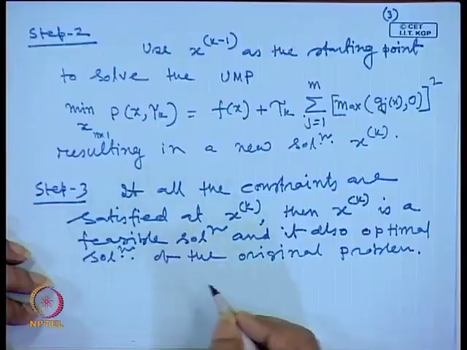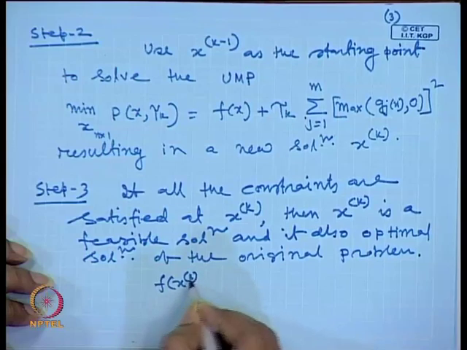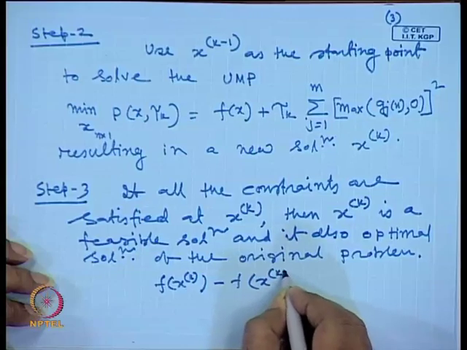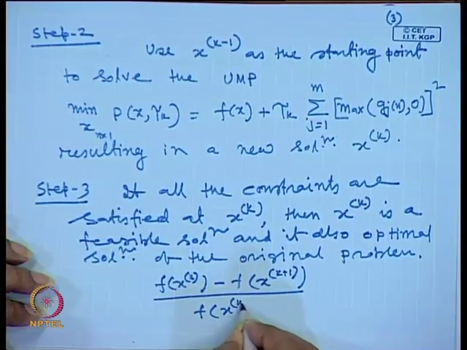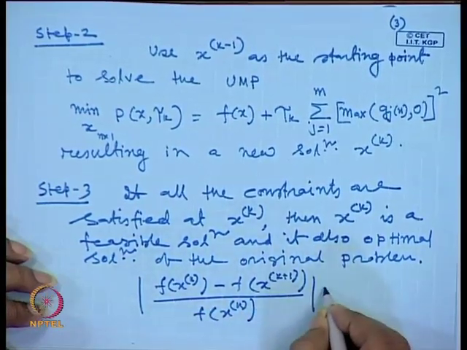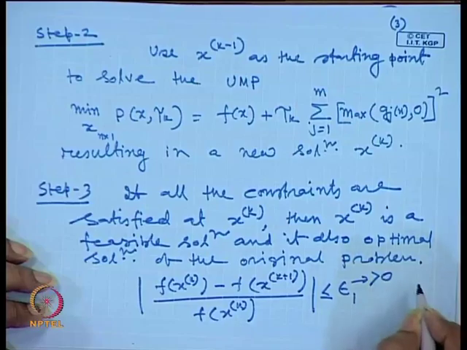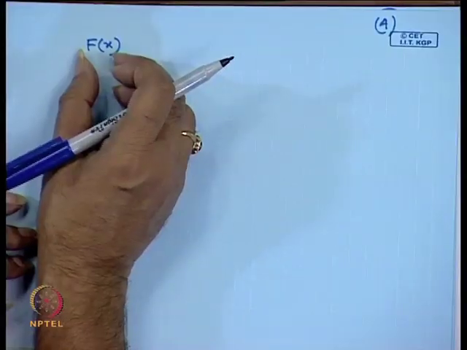Whether we have reached it or not, one can check by the function value f of x k. That is the stopping criterion: the modulus of the difference in f of x k should be less than or equal to epsilon, where epsilon is a very small positive quantity. Another stopping criterion: you find the penalty function, and so long as it is in the infeasible region, that penalty function value is positive, agree.